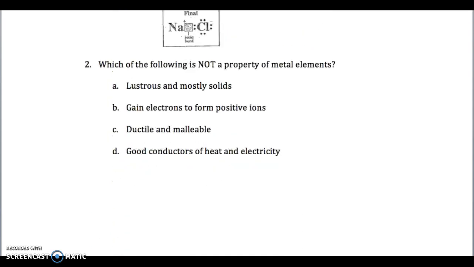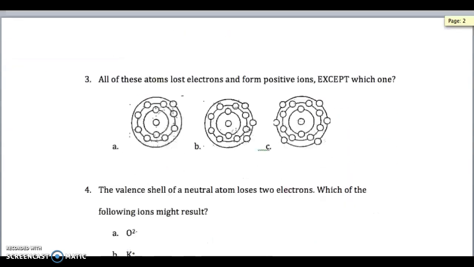Number 2. Which of the following is not a property of metal elements? A. Lustrous and mostly solids. B. Gains electrons to form positive ions. C. Ductile and malleable. Or D. Good conductors of heat and electricity.